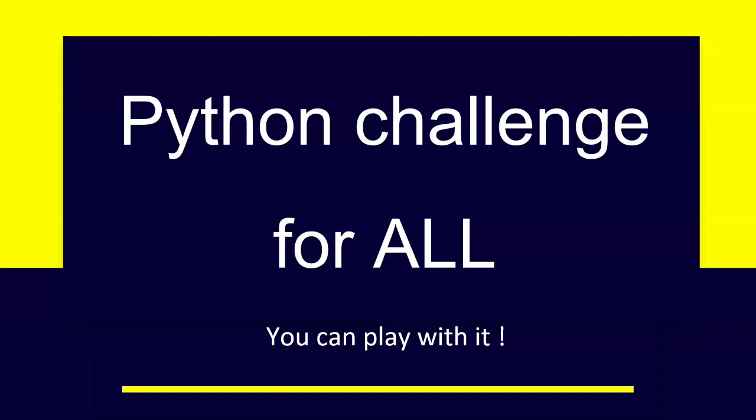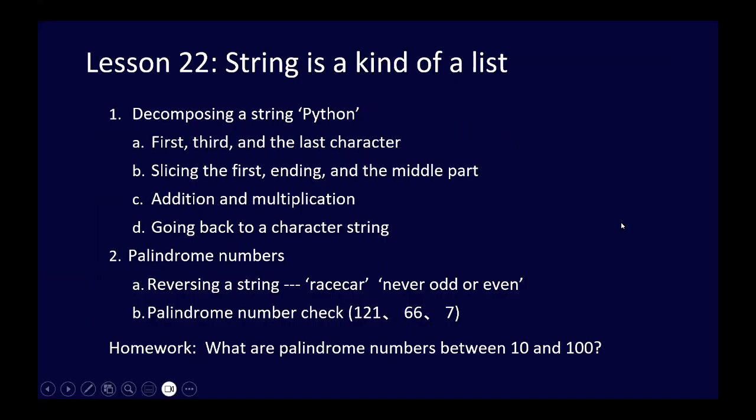Okay, let's see where we were last time. Lesson 22: a string is a kind of list. So we learned that a string, which is a character string, is implemented as a kind of list, and we can apply any list-related techniques to handle those strings, like picking out some characters or making a sliced substring out of it.